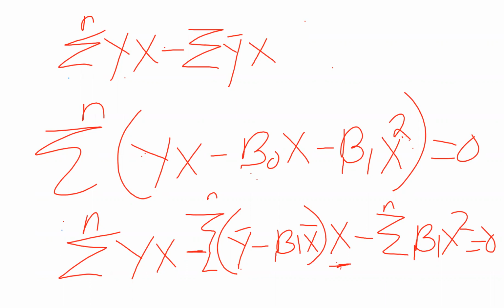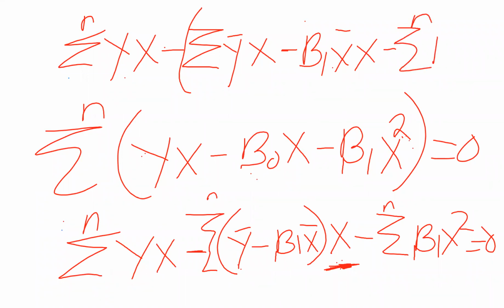Are you agreeing with me? Wait, which x did you pick up? This x, the one in the last equation? Okay, yes. And so we can say x again times negative beta 1 x bar x, right? You have distributed it inside the bracket, minus the summation of n beta 1 x squared equal to 0. Clear? Yes.